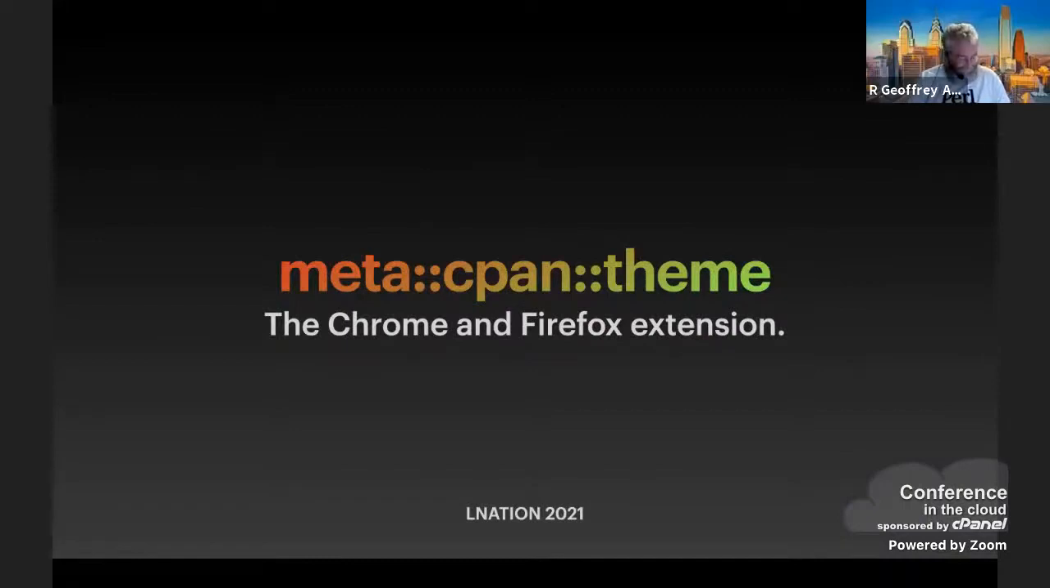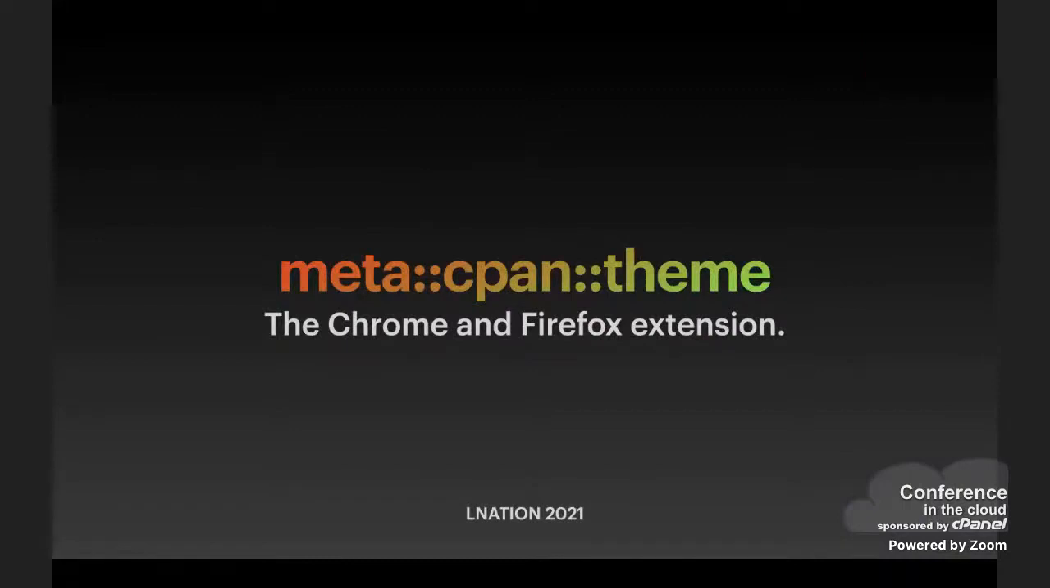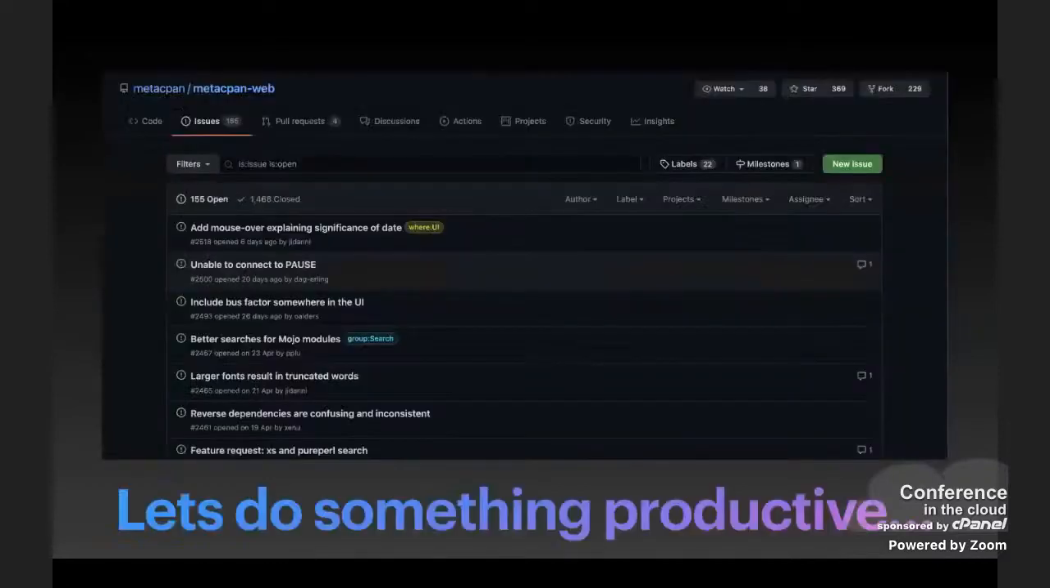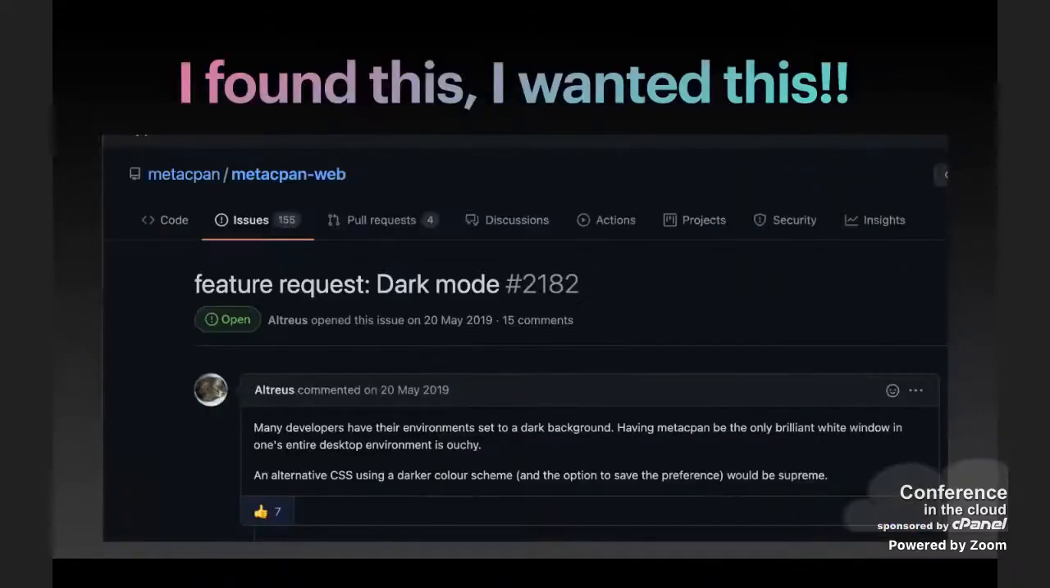Hi. So today I'm going to talk about my Chrome and Firefox extension, Meta cpan theme. So why did I do this? Well, one day I was bored and I decided let's do something productive. And I found myself on the Meta cpan Web GitHub page looking through the issues. And then I found this, and I decided I wanted this, which was a feature request for a dark mode theme.